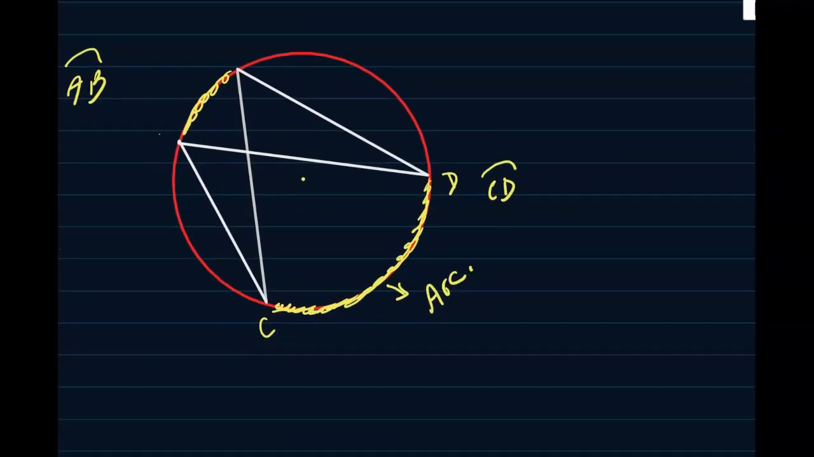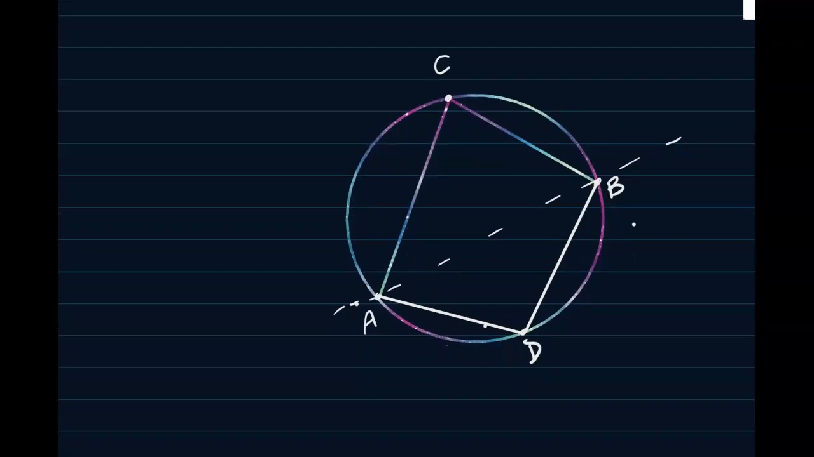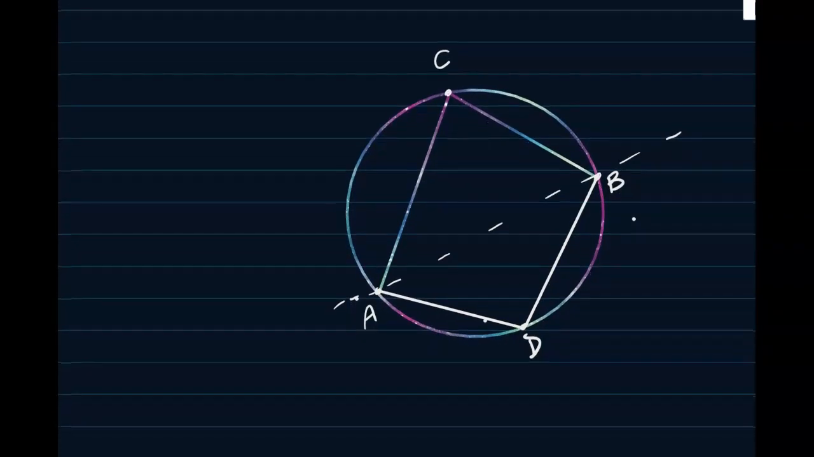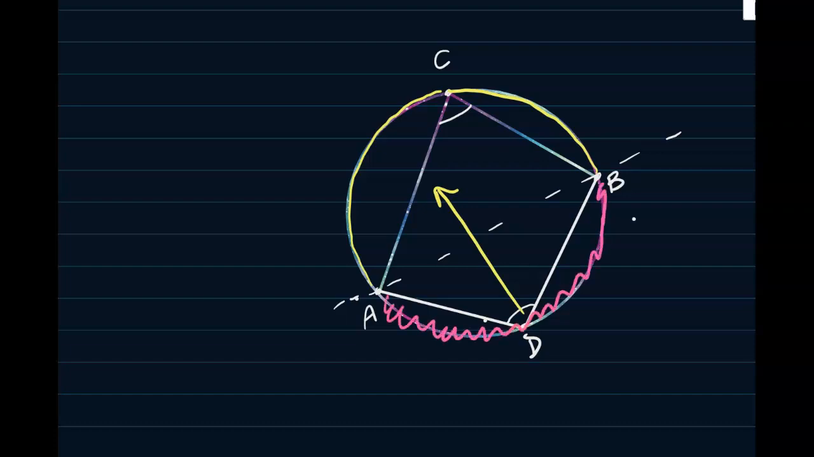Now, let me give you an example. If you have a situation like this, you have an inscribed angle C, and you have an inscribed angle D, but notice that the arc for D is this, the big one. This is the arc opposite of angle D. And the arc for C is actually that. They're not the same arc.